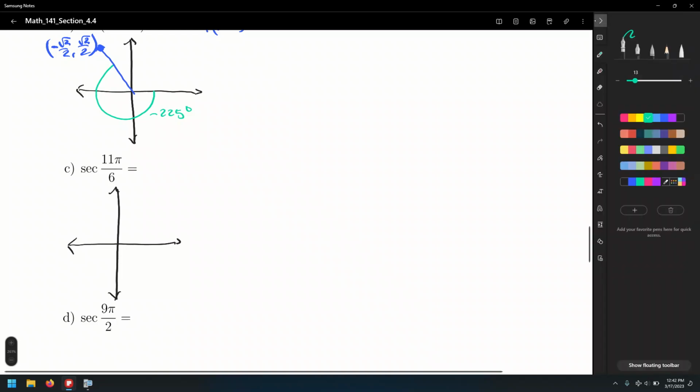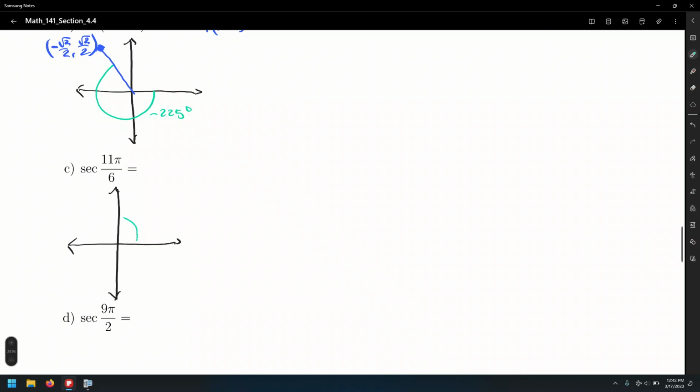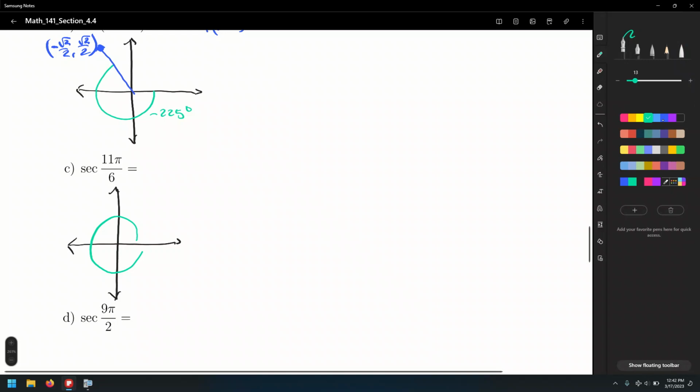So I'm going to go like this, from 0 all the way to almost 2 pi. All right? And that's our number 1. That's at 11 pi over 6. And that's our 30-degree angle. All right? Okay, so let's have a look at this.